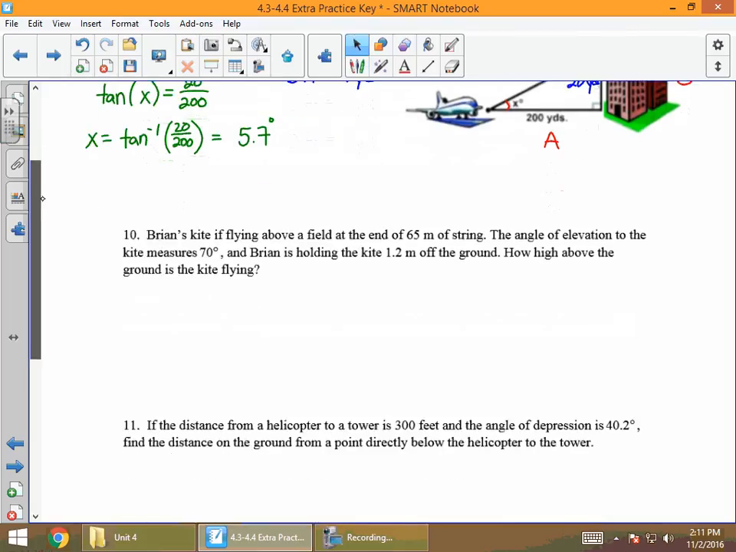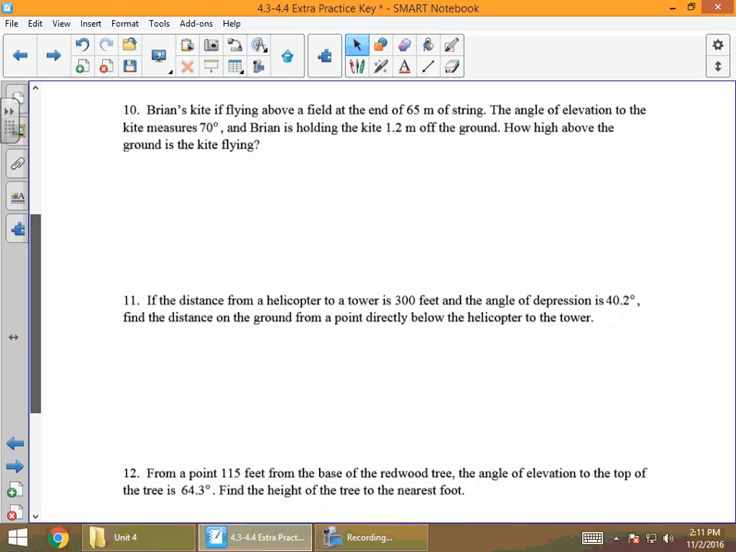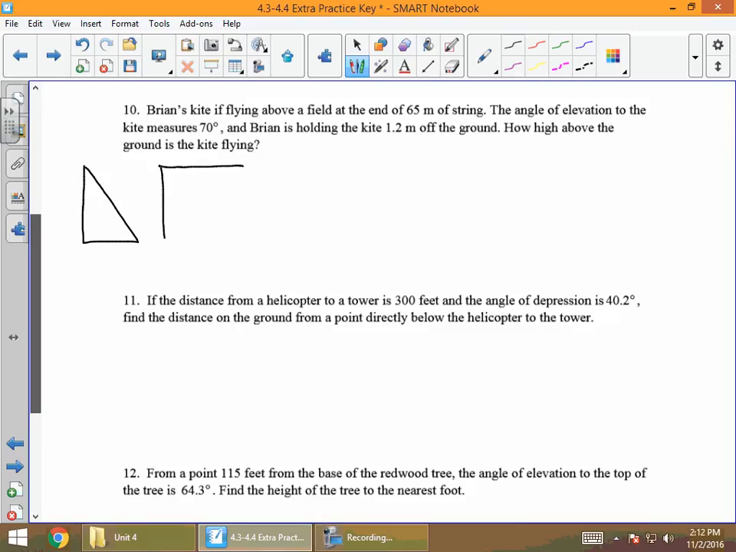Okay, number 10. One of the things that I have found is I will draw my triangles one of two ways. You'll either see me draw my triangle like this, or like this. And it's going to be based on if I want an angle of elevation, I'll draw the one on the left. If I want an angle of depression, I'll draw the triangle on the right.